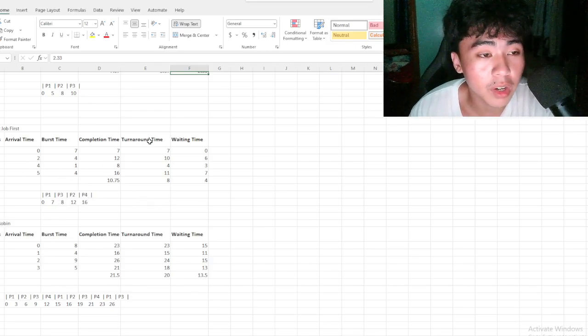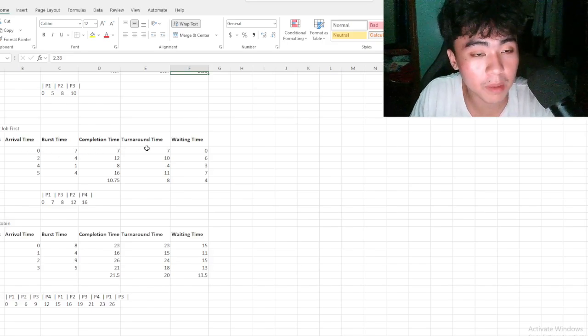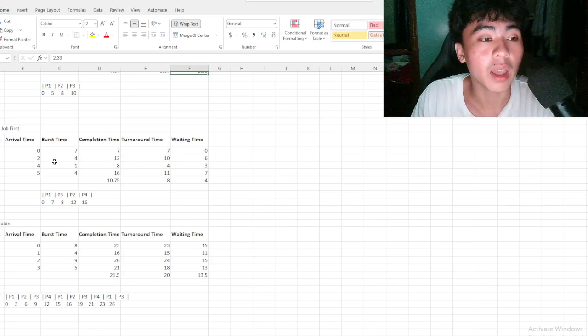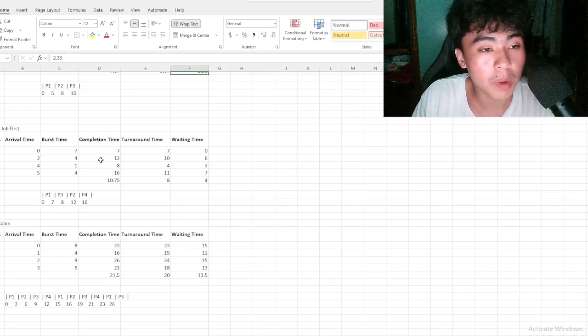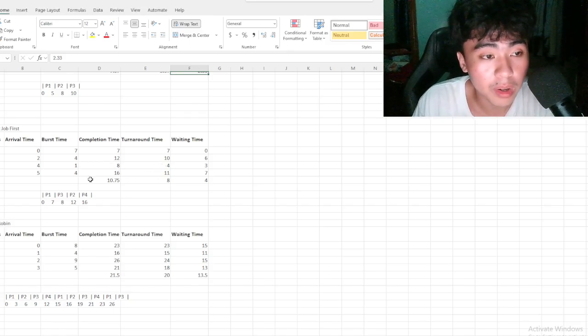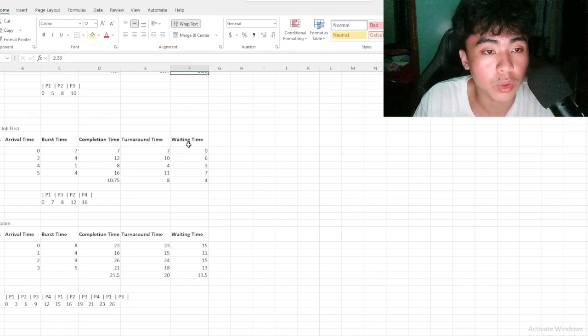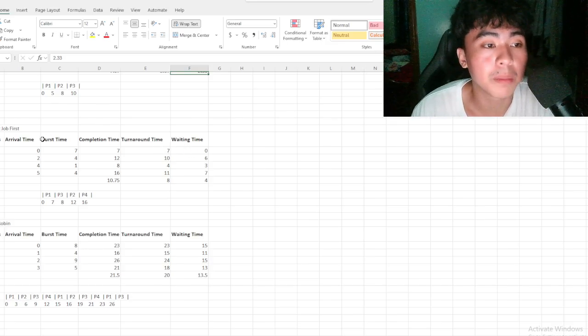Then to get the turnaround time, completion time minus arrival time. So 7 minus 0 is 7, and 12 minus 2 is 10. 8 minus 4 is 4, and 16 minus 5 is 11. So to get the waiting time, we have to subtract burst time from turnaround time.